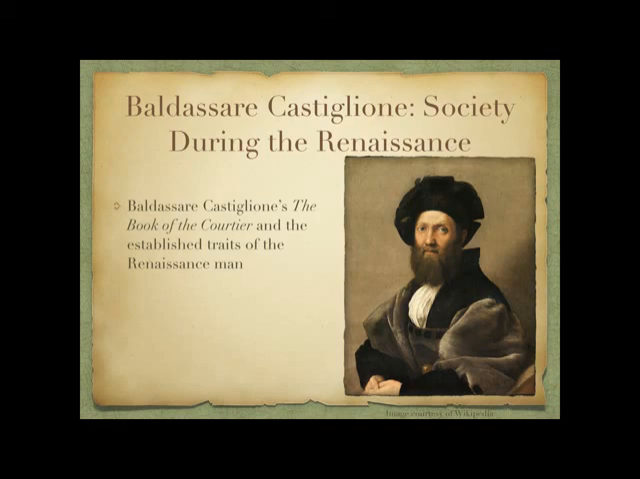Castiglione looked at this time of rebirth and learning in Europe and noticed that the man of his age was becoming more multidimensional, more worldly, and he established a number of criteria that he felt defined his age. A man should be well read. He should be capable of playing both musical instruments and sports. He should be conversant in multiple languages. All sorts of guidelines are given to us by Baldassare Castiglione.